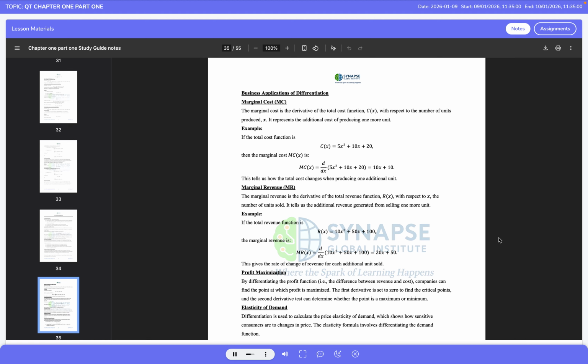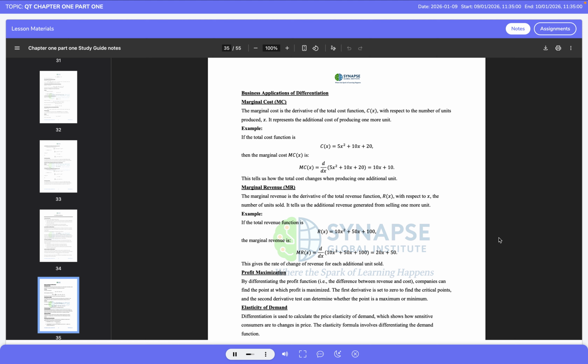Marginal revenue is the derivative of the total revenue function with respect to the number of units sold. It shows the additional revenue generated from selling one more unit. For example, if the total revenue function is R(x) = 10x² + 50x + 100, then differentiating gives marginal revenue equal to 20x + 50. This tells us the rate at which revenue is changing as sales increase.